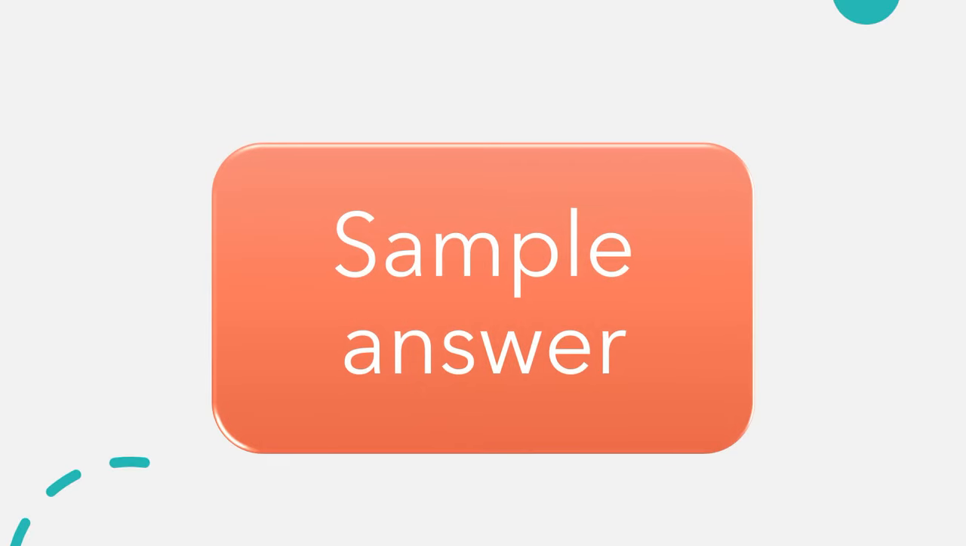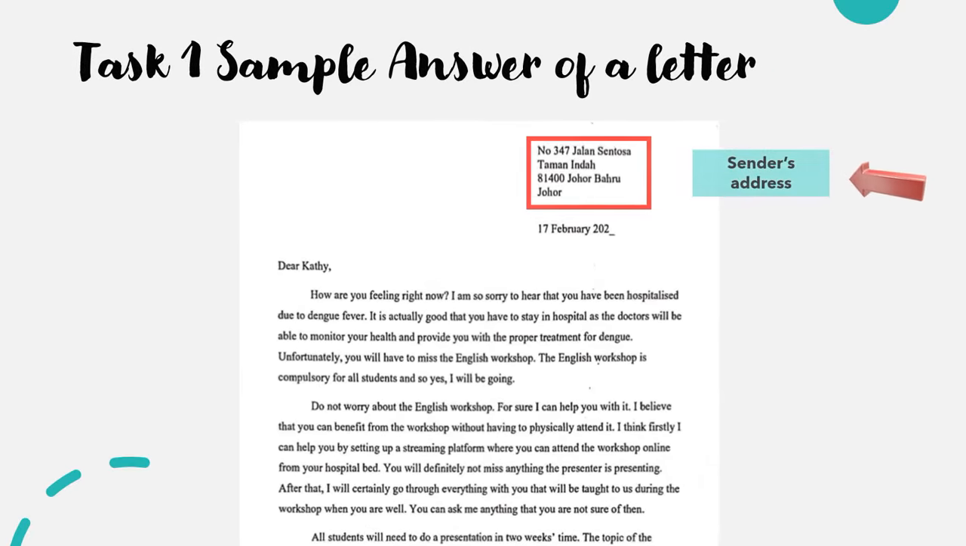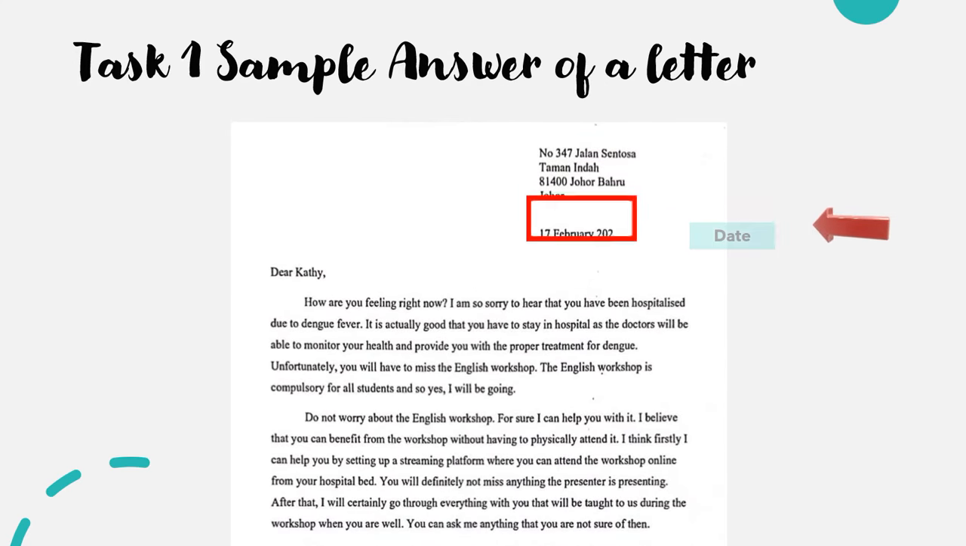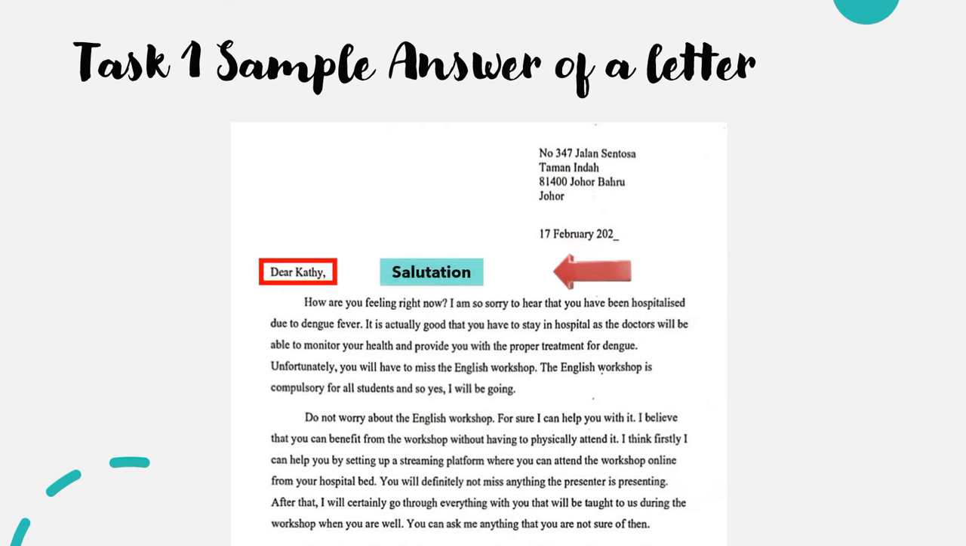Let's now look at a sample answer for this question. So again, start your letter with the sender's address, and directly underneath is the date. The address and the date need to be written correctly and properly. Then start your letter with the salutation like, Dear Kathy.